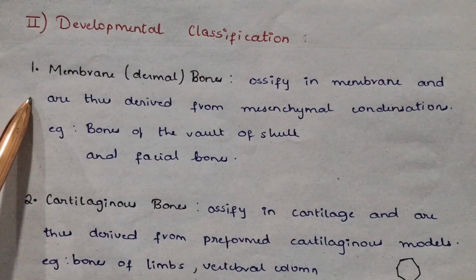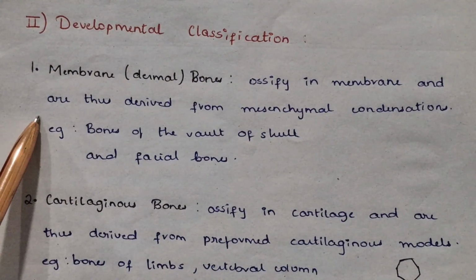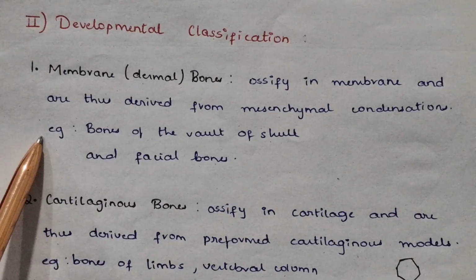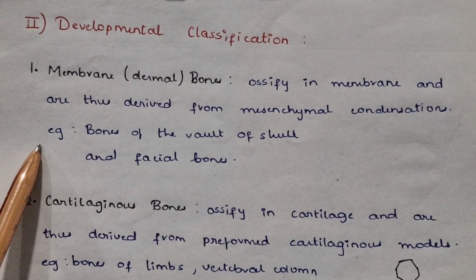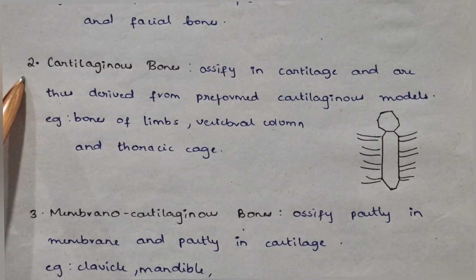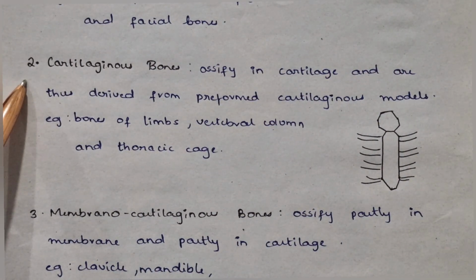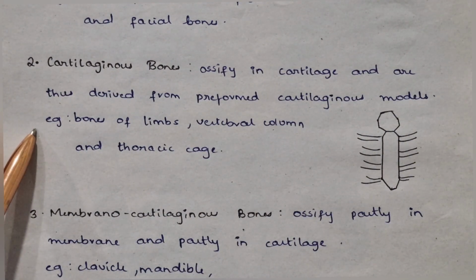These ossify in the membrane and are thus derived from mesenchymal condensations. For example, bones of the vault of skull and facial bones. The second one is cartilaginous bones. These ossify in cartilage and are thus derived from preformed cartilaginous models. For example, bones of the limbs, vertebral column, and the thoracic cage.